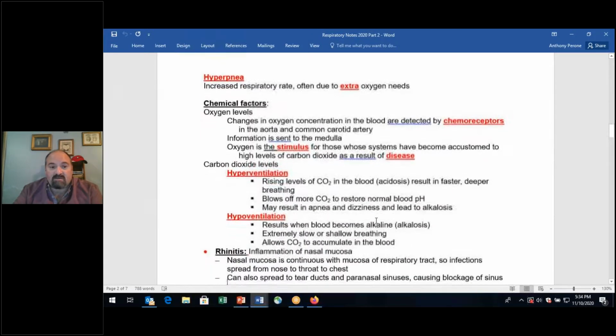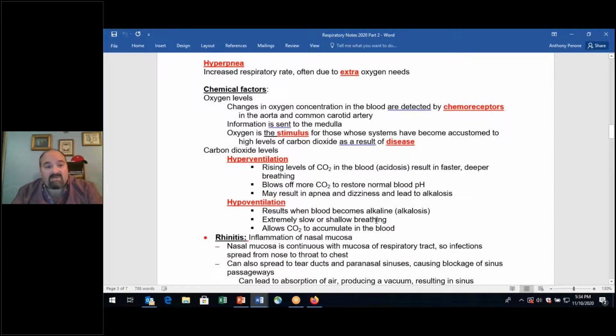So if eupnea is a normal rate, then hyperpnea is an increased respiratory rate. Hyper means increase. So it's an increased respiratory rate, often due to extra oxygen needs. How about if we're exercising? That would be good and normal, right?